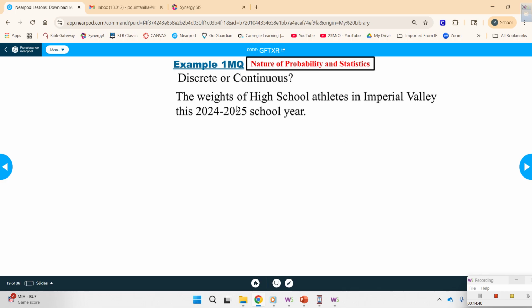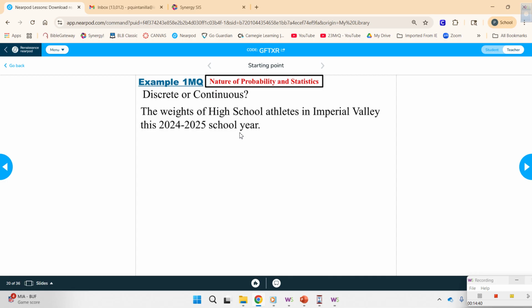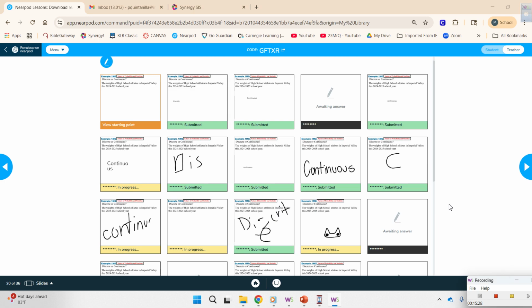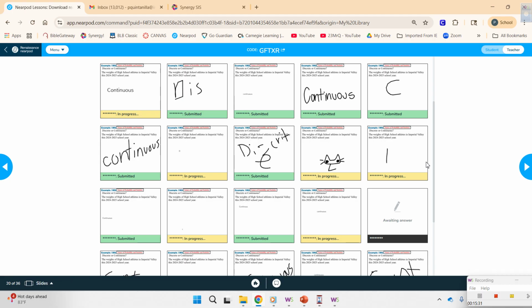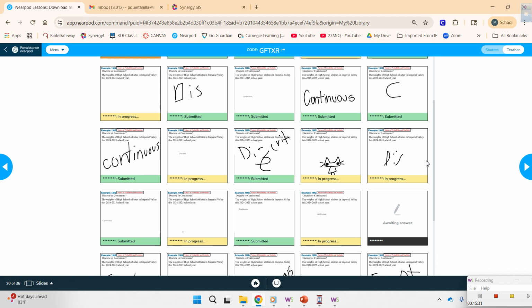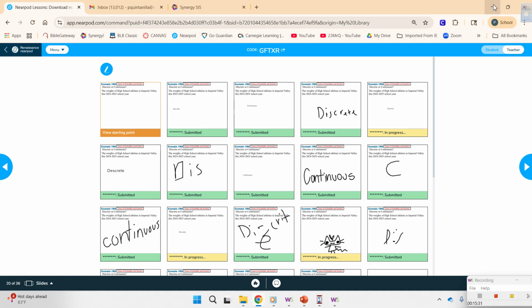Last one, the weights of high school athletes in Imperial Valley in the 2024-2025 school year. Write it on the screen. When they take the physicals, the weights of athletes for last year. Tell your neighbor, is that discrete or continuous? Write it on the screen. All right, I see some of you wrote continuous, but this information already passed. It's already recorded, so therefore we can actually have a total. So this is discrete. All right, not bad.